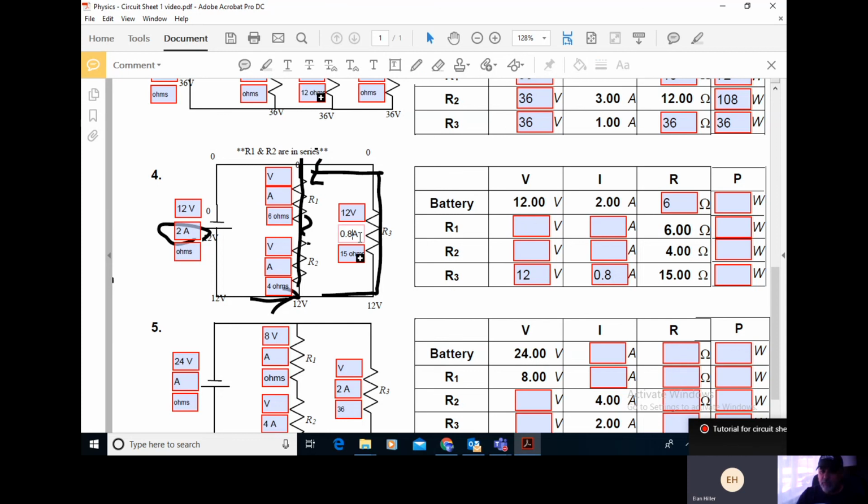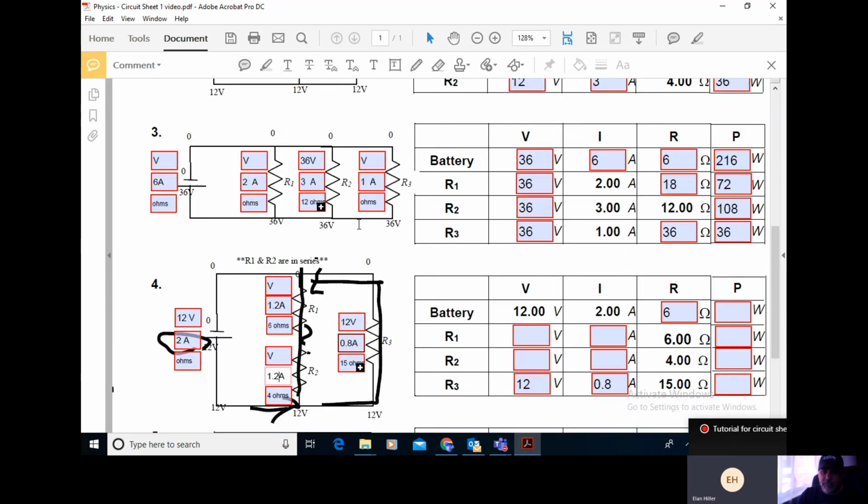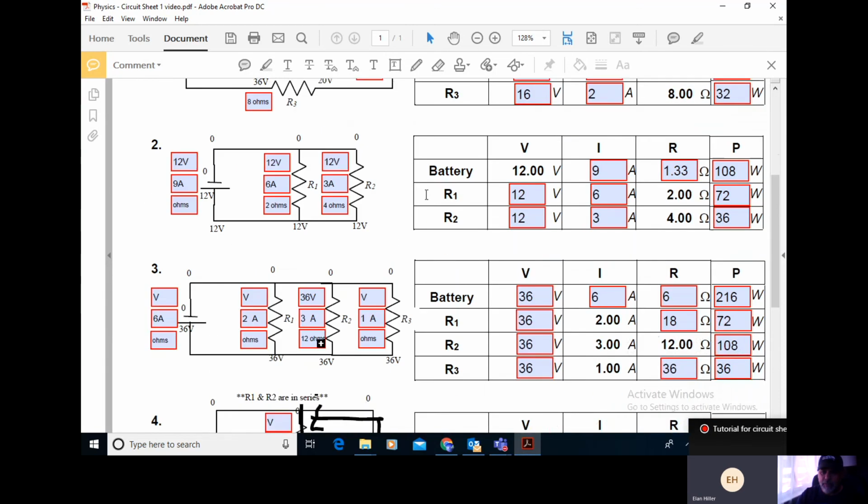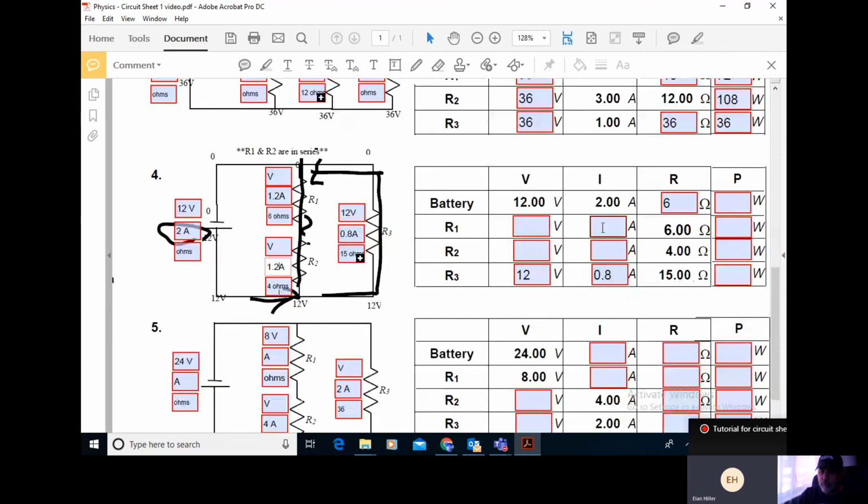0.8 amps. So 0.8 amps plus what has to add up to 2? Well, that's going to be 1.2 amps. Okay, and why am I writing 1.2 amps for both resistors? Because they are in series. Current in series is the same. So 1.2 amps, 1.2 amps. Erase this annotation here.